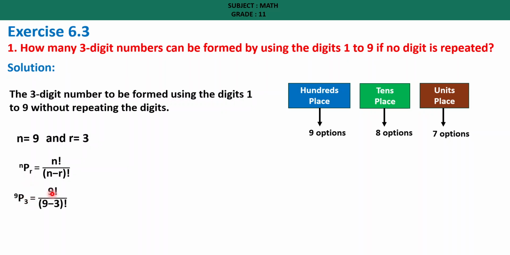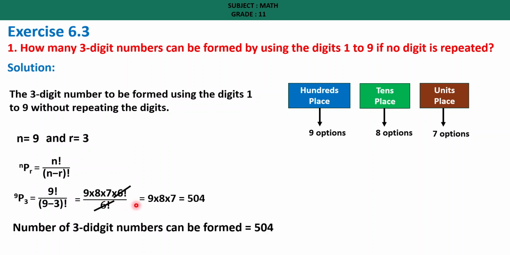9P3 is equal to 9 factorial divided by (9 minus 3) factorial, that is 9 factorial divided by 6 factorial. So we can write 9 factorial as 9 into 8 into 7 into 6 factorial, divided by 6 factorial. We can cancel 6 factorial here. So we get the value as 9 into 8 into 7, that is 504. Therefore, the number of 3-digit numbers that can be formed is 504.